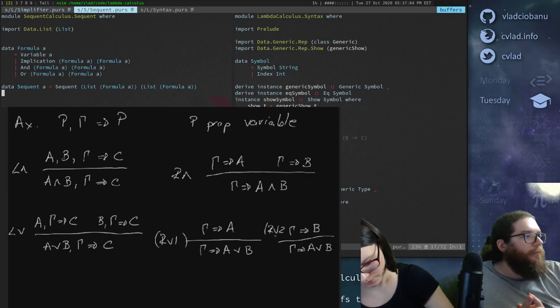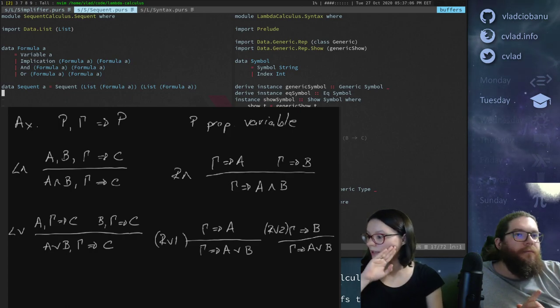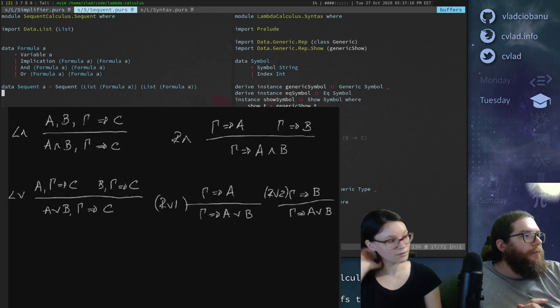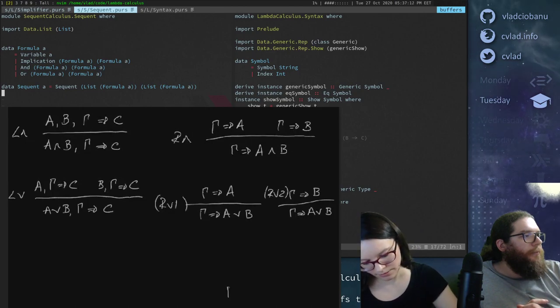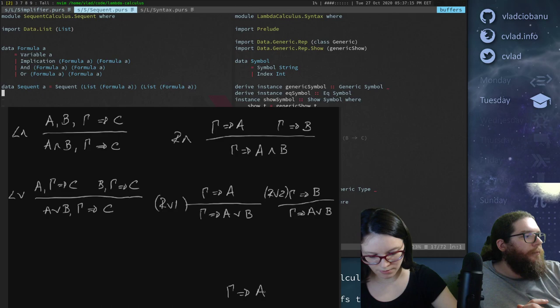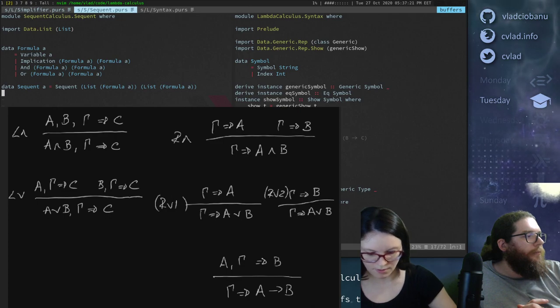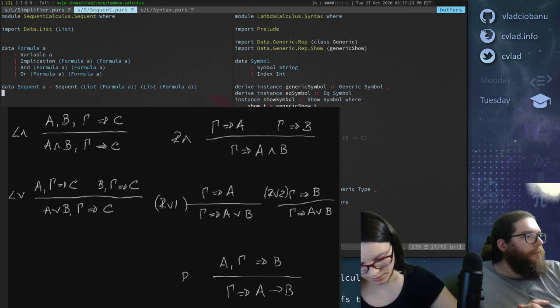Then we have only implication left to deal with. If we have it on the right, then it's as we said before: A, gamma implies B. So this is right implication.